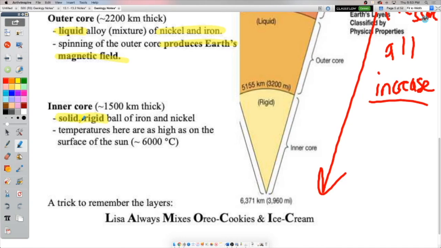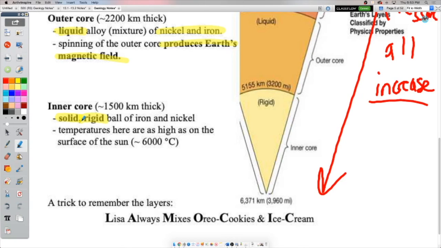Why is it solid? Well, the outer core was liquid because it was so hot it melted the metal. But then as you get deeper, the pressure increases so much that it actually doesn't matter how hot it is, it comes back to being a solid. The pressure is so high that it just gets squeezed basically into being a solid. And it gets hot. It's very hot. Temperatures here are as high as the surface of the sun, about 6,000 degrees Celsius.